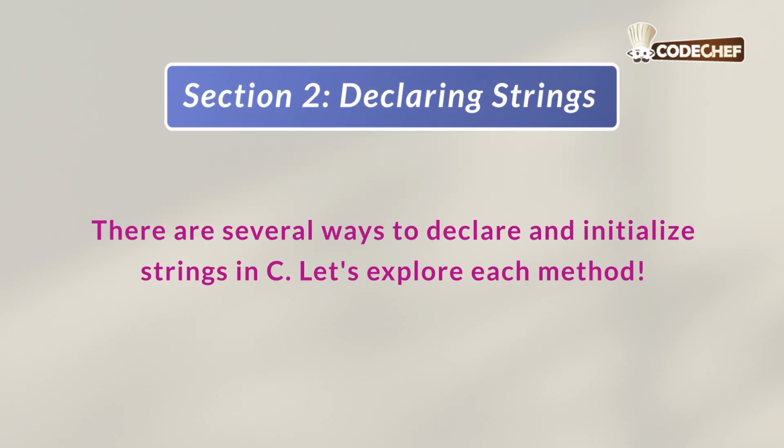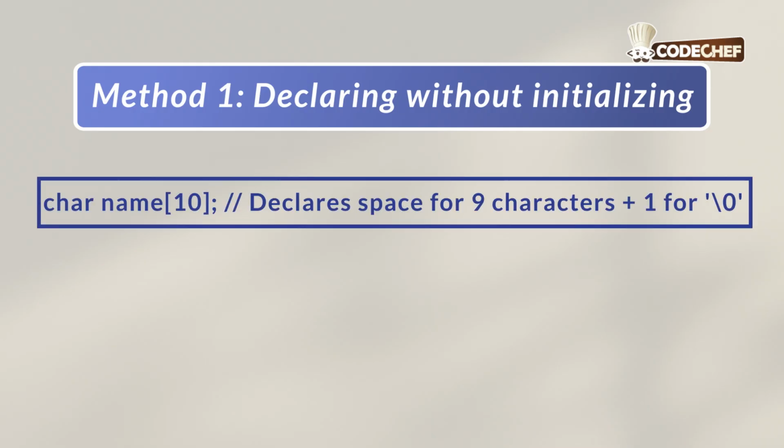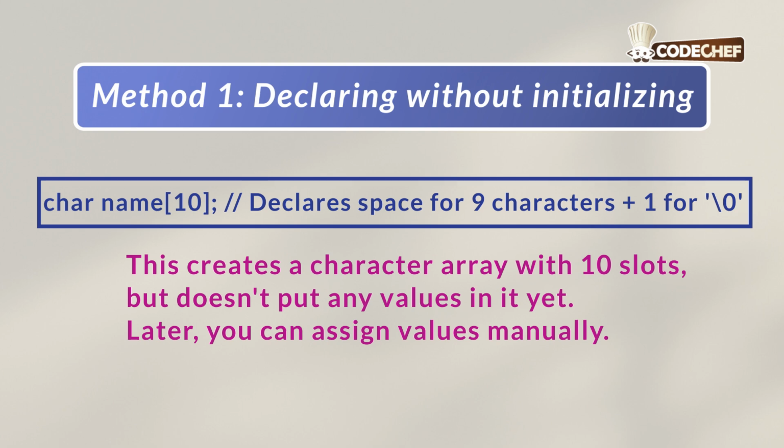Now let's learn how to declare and initialize strings. There are several ways to declare and initialize strings in C. Let's explore each one of them. First method, declaring without initialization. char name[10]. Declare space for 9 characters plus 1 for \0, that is null termination. This creates a character array with 10 slots, but it doesn't add any value in it. Later, you can assign values manually.